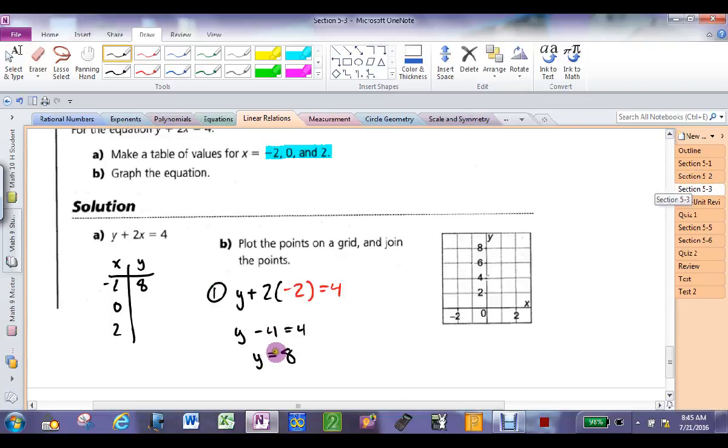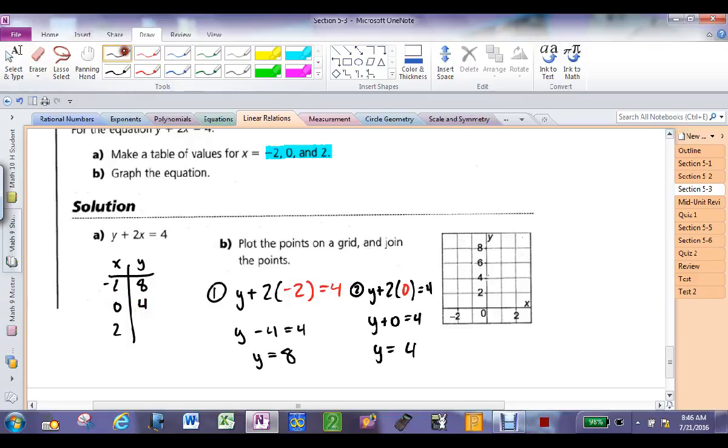So there's our first point. What's our second point? What's x? Y plus 2 times 0 equals 4. So it's y plus 0 equals 4, so it's y equals 4. When x is 0, y is 4.